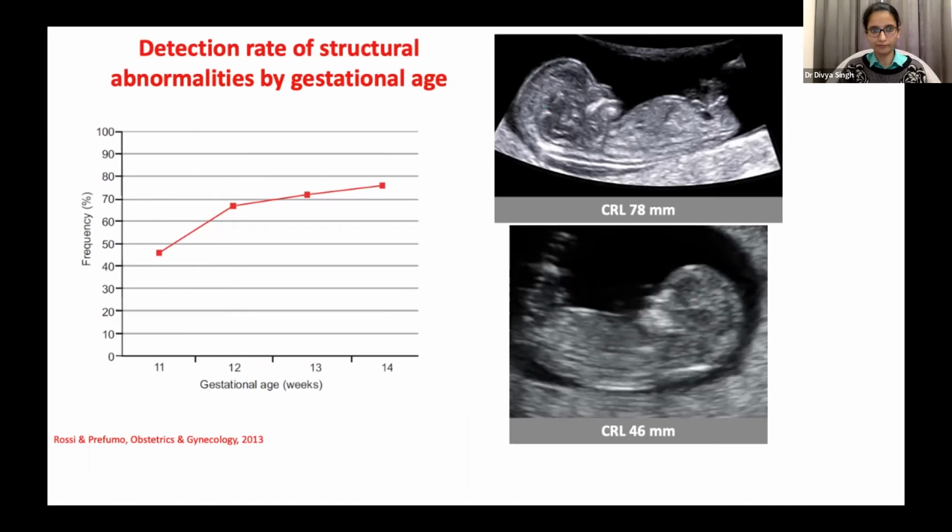This paper also brought out the fact that as gestational age advances from 11 to 14 weeks, we become better at detecting anomalies. So rather than performing a detailed evaluation of anatomy at 11 weeks, it's a better idea to bring the lady at more than 12 weeks with a fetal CRL around 60 millimeters for optimal detection of anomalies, as well as for assessment of risk for fetal aneuploidy.